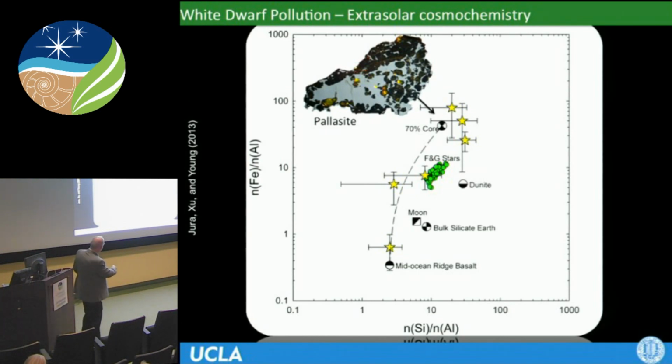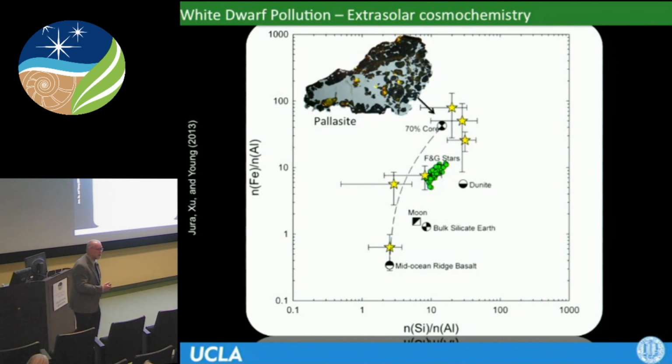These star symbols are polluted white dwarfs. These circles here are F and G stars. Chondrites would plot in the middle. Solar would plot in the middle. And then these are other geochemical reservoirs represented by Earth and Moon: mid-ocean ridge basalt, dunite, and then this is 70% core plus mantle here. Now, with 70% core, we often see iron-rich objects in the polluted white dwarfs, but we also see iron-poor objects, and they almost always have a trend that looks something like this. And this trend is geochemical, if you think about it.